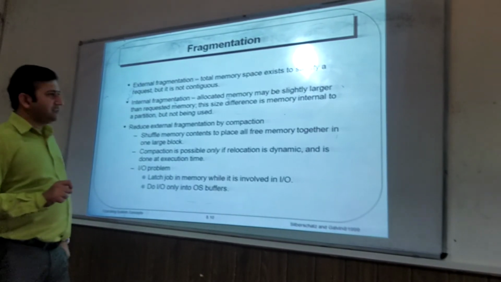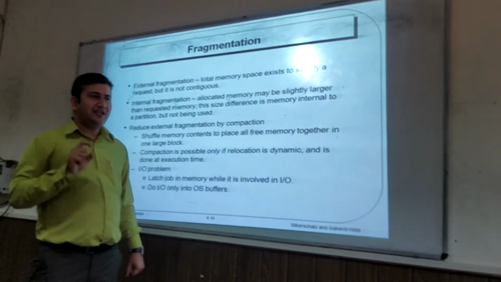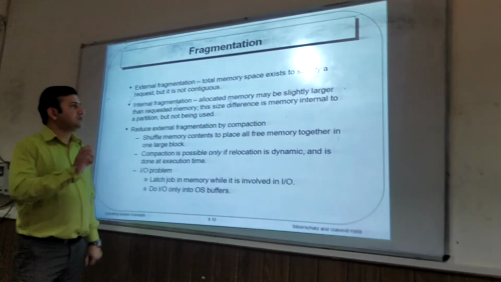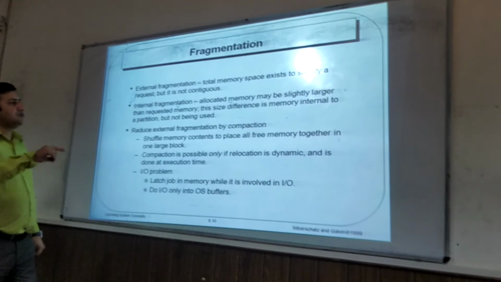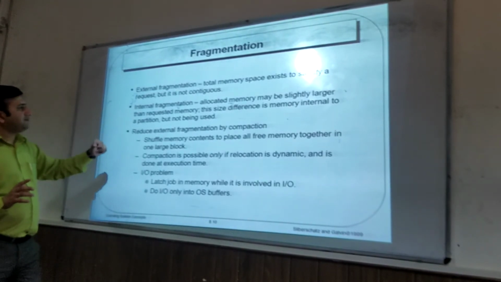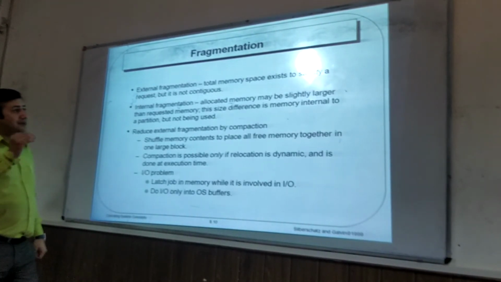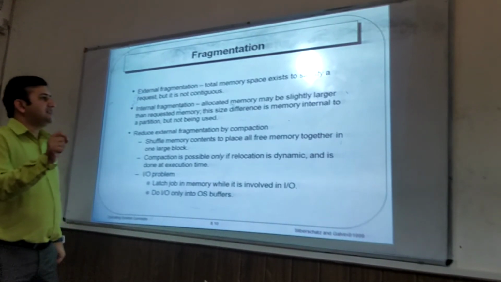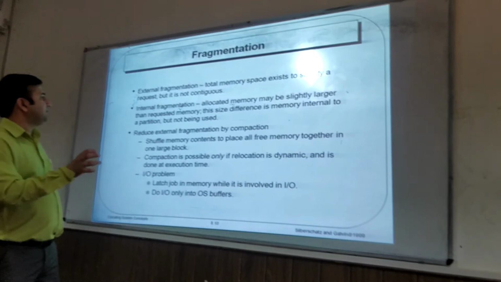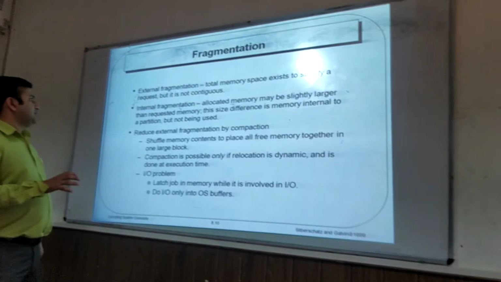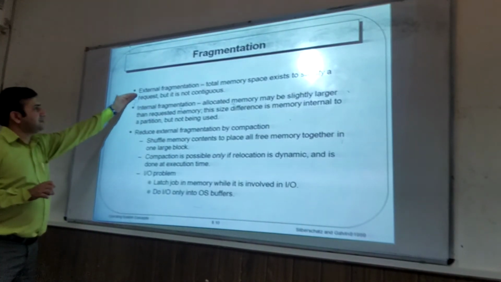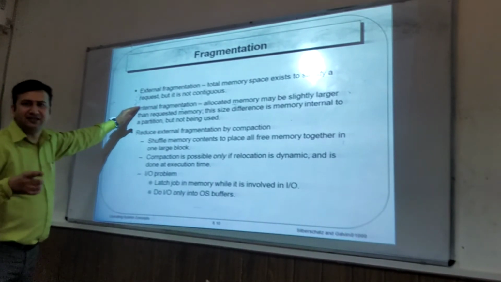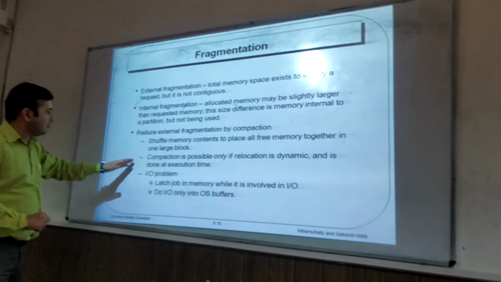Next one is fragmentation. There are two kinds of fragmentation: external fragmentation and internal fragmentation. External fragmentation: total memory space exists to satisfy a request, but it is not contiguous. And internal fragmentation: allocated memory may be slightly larger than requested memory. This size difference is memory internal to a partition but not being used. This problem is solved by compaction, and this problem is solved by paging and segmentation. Okay, so what is compaction?